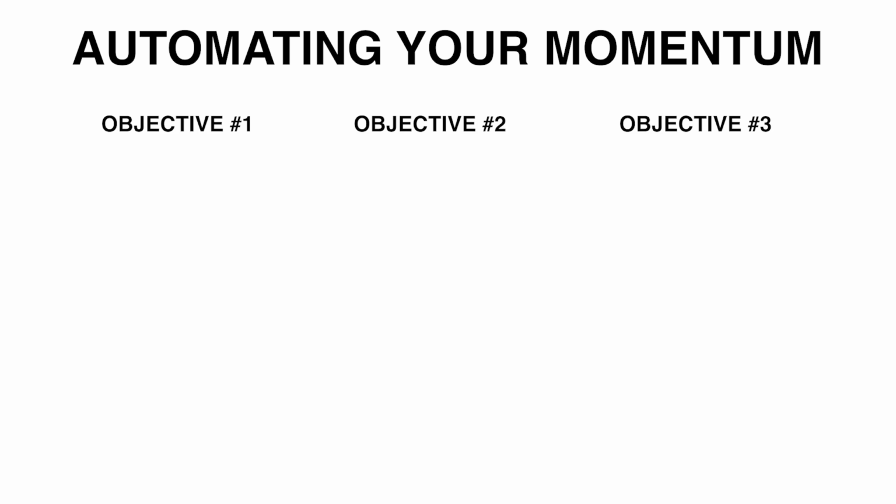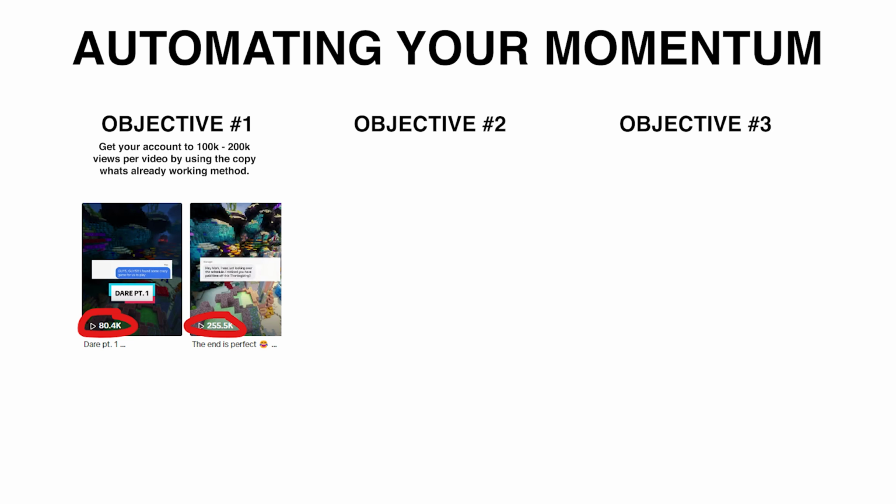So how this works is very simple. All you need to do is get your account to around 100,000 to 200,000 views per video, and you just do this by copying what's already working. And then once you get it to that point, you're going to be making around $100 to $150 per video, because the average RPM on TikTok is around $1.